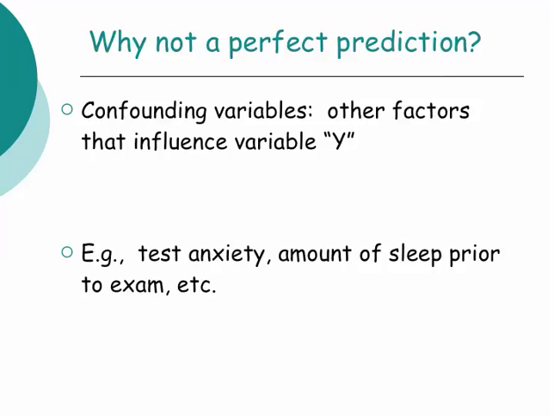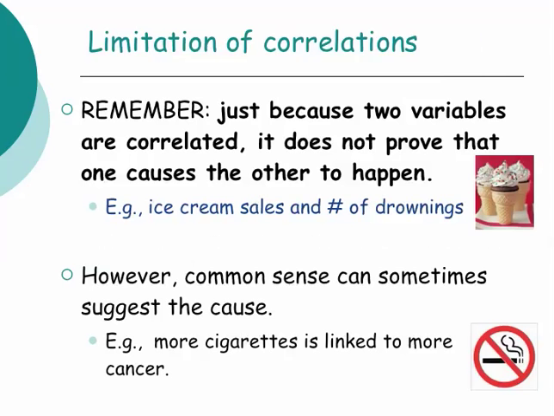They are other factors that influence our variable of y. They're not ones that we're interested in, but they sort of muddy up the picture. And they often are what really happens in real life. So things like test anxiety or amount of sleep prior to taking an exam can all influence the exam scores.